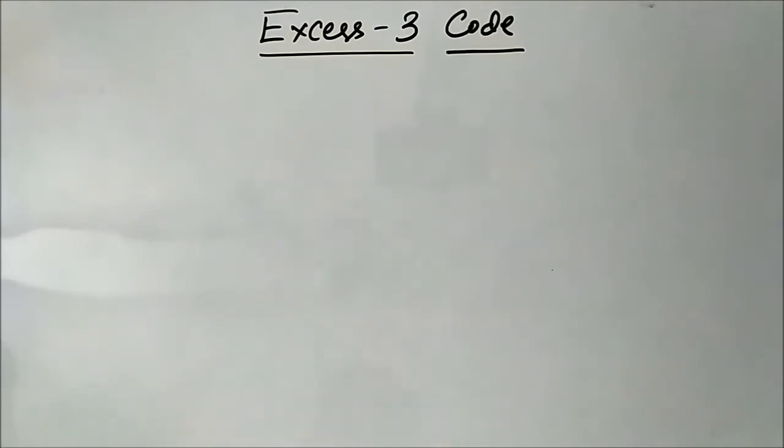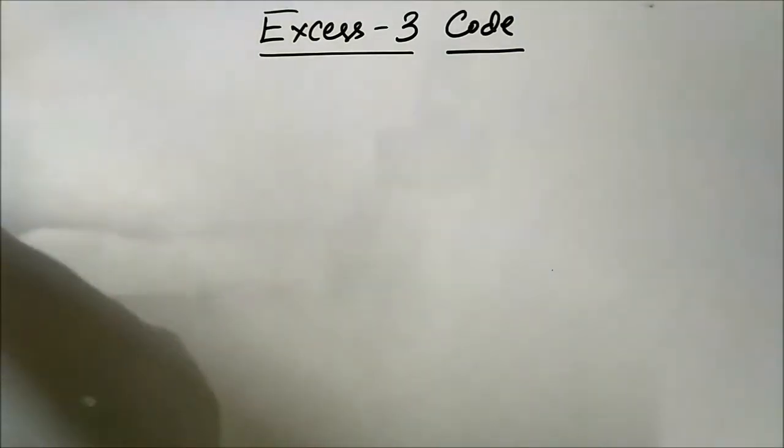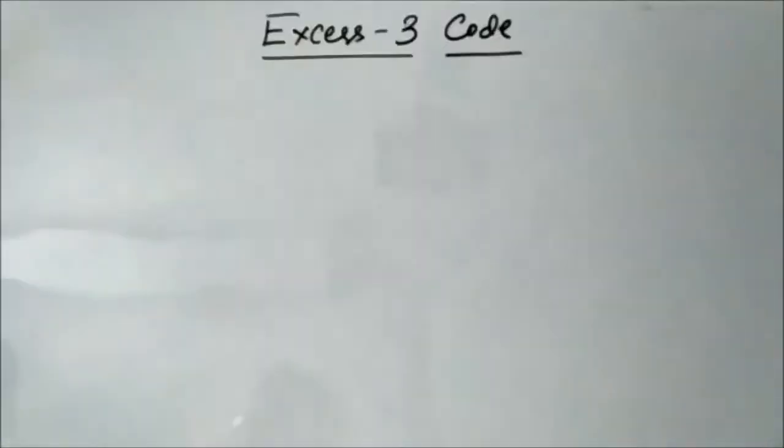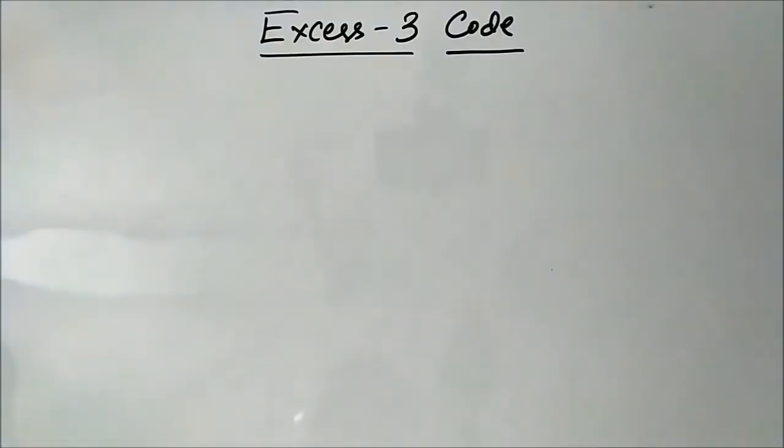In my previous video, we discussed the basic concepts related to the binary coded decimal technique, or the BCD coding technique, or the 8421 coding technique. In this video, we are going to discuss another coding system which is very similar to the BCD coding technique, but there is a subtle difference, and that coding technique is called excess 3 code.